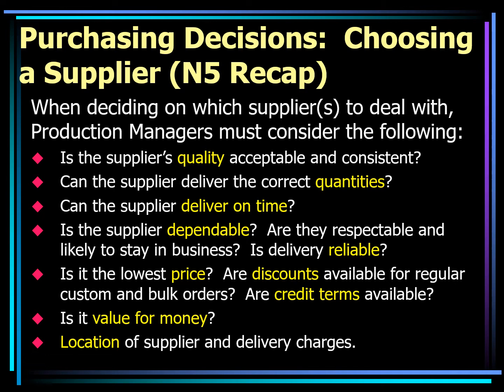So purchasing decisions, choosing a supplier. When deciding on which supplier to deal with, production managers must consider the following. Is the supplier's quality acceptable and consistent? Can the supplier deliver the correct quantities? Can the supplier deliver on time? Is the supplier dependable? Have they got a good reputation? Are they respectable and likely to stay in business? Because there's nothing worse than, in the middle of getting in your raw materials, that supplier going out of business and you've only got half your stock.